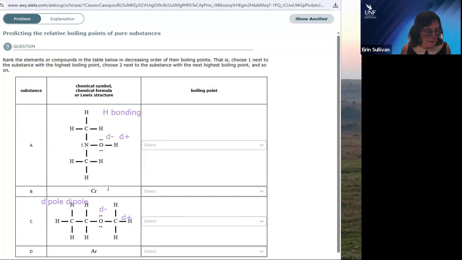Then we have chromium and argon, both elements, so dispersion forces only. You might have to look these up in the periodic table. Chromium has Z of 24 and argon has Z of 18, so the dispersion forces in chromium are going to be higher than in argon. Putting all this together, our lowest boiling point is number 4, which will be argon. Our next lowest will be krypton, then dipole-dipole interactions will be next, and our highest boiling point will be substance A, because that has hydrogen bonding as well.